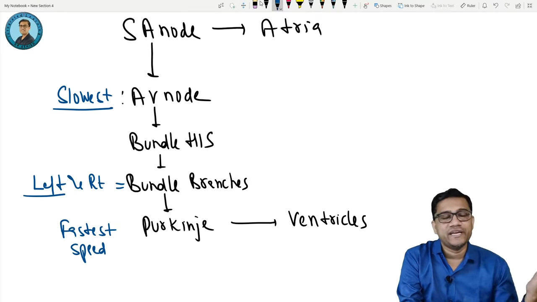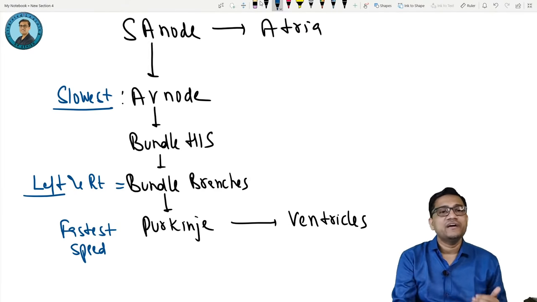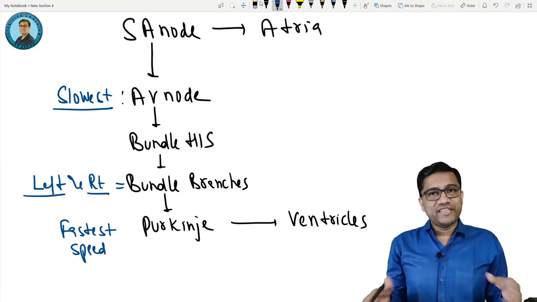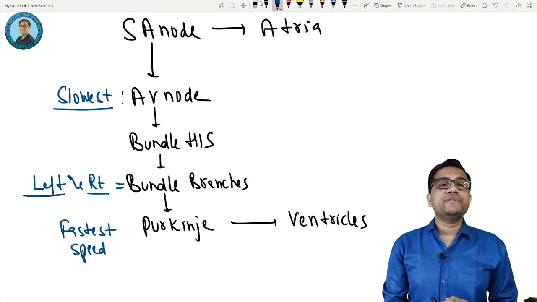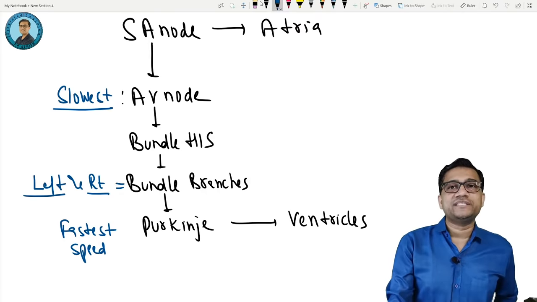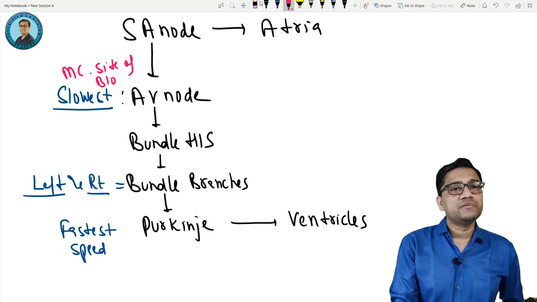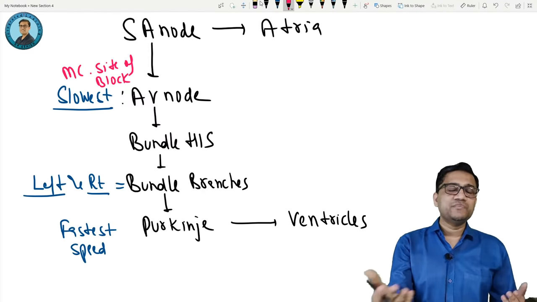The left supplies the left ventricle and the right supplies the right ventricle. So how many branches are there? Right branch and left branch, and they can be blocked. So what will be the most common site of block? The AV node is the slowest, so it is the most common site of conduction block. And then we have the bundle branches, etc.